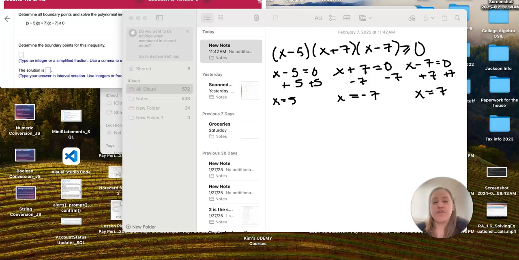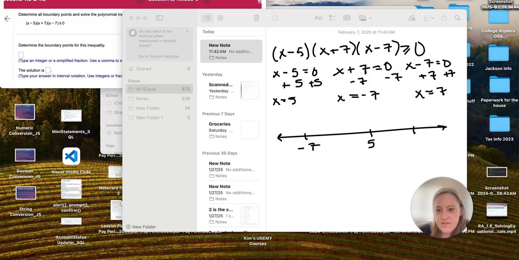Now, the idea is that you have to put them on a number line and do some testing to see which interval makes your inequality true. So in this case, we're going to put negative 7 over here. We'll put 5 somewhere around here and positive 7 somewhere around here. So we have 1, 2, 3, 4 intervals that we have to test. So we'll just take random values within those intervals, plug them into our original inequality, and see which one makes the inequality true, and that will be part of our solution.